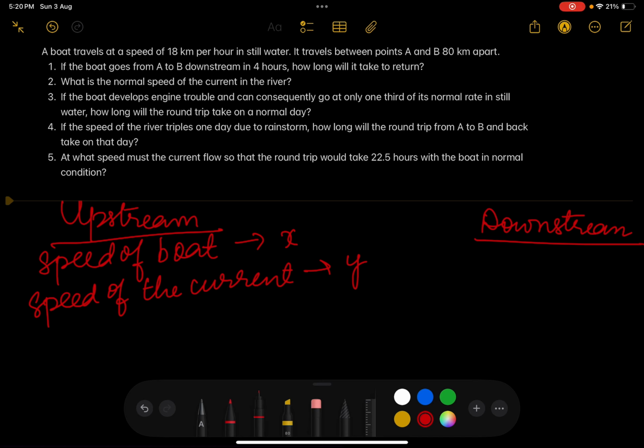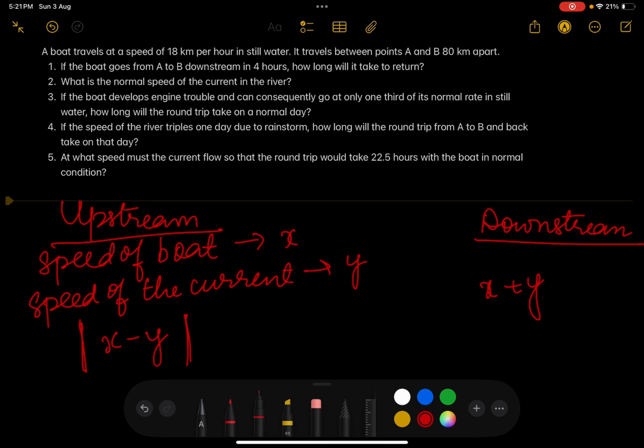Now when a boat is going upstream, the overall speed is going to be the difference between the speed of the boat and the speed of the current. I've put mod depending upon whichever is higher, so you won't get a negative value. It's basically the difference between the two, so the overall speed reduces. When a boat goes downstream, the overall speed is the sum of both. Remember this very important concept.